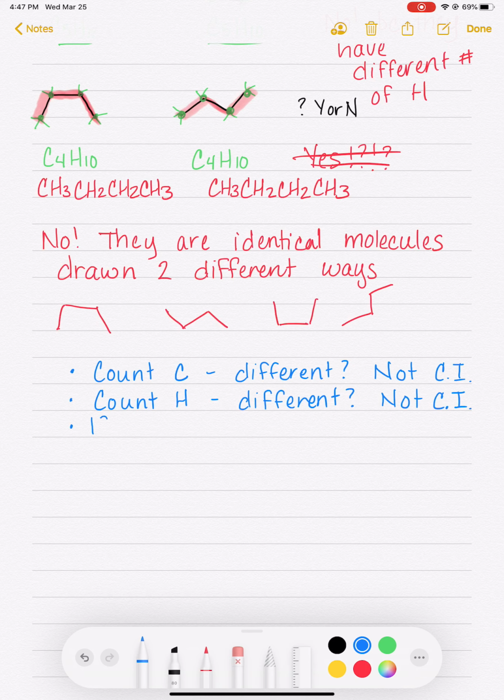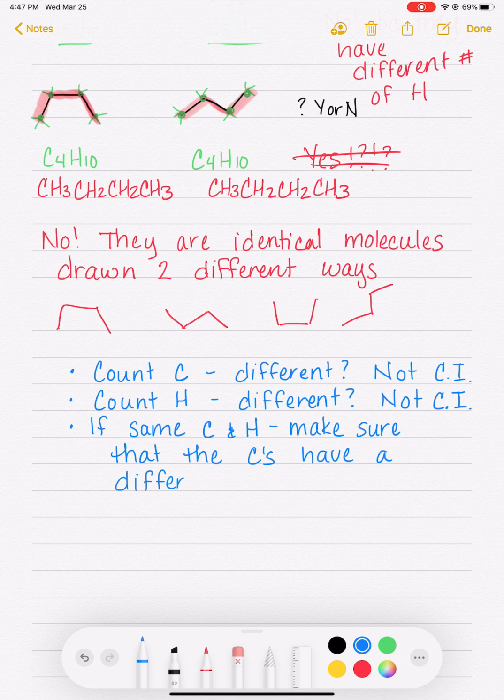If you have the same number of carbons and hydrogens, then you need to make sure that the carbons have a different arrangement. That it's not just as simple as the molecule being drawn with a different shape, that there's something totally different about the way the carbon atoms are connected. If they have the same shape, same arrangement, same pattern, then the molecules, again, are not constitutional isomers.